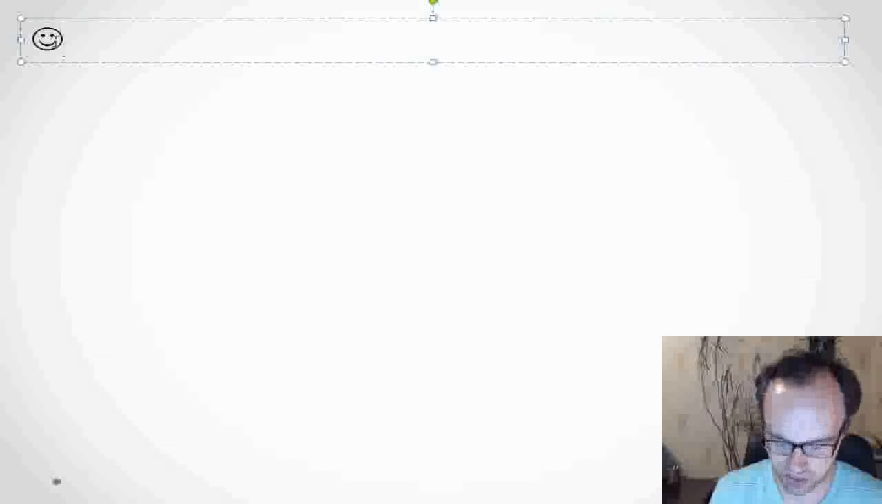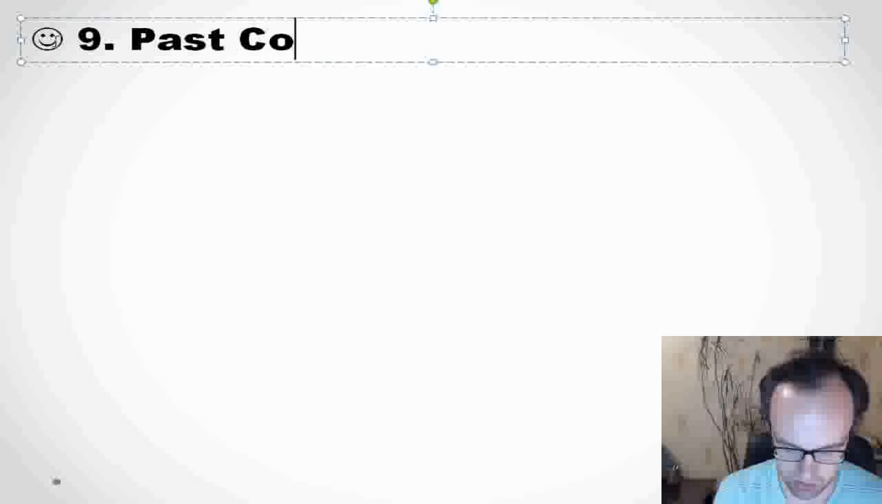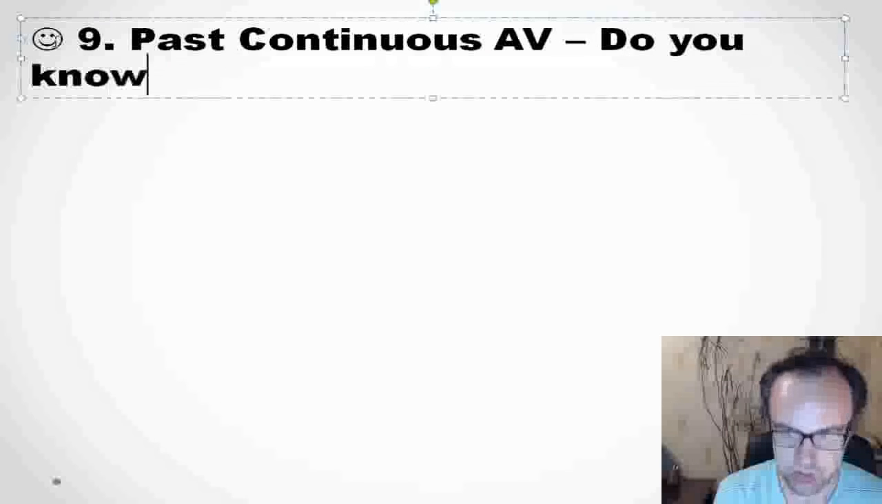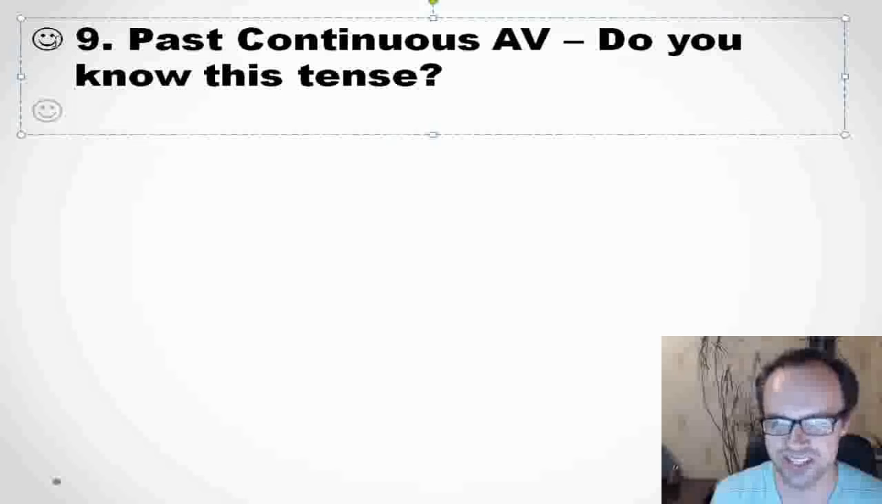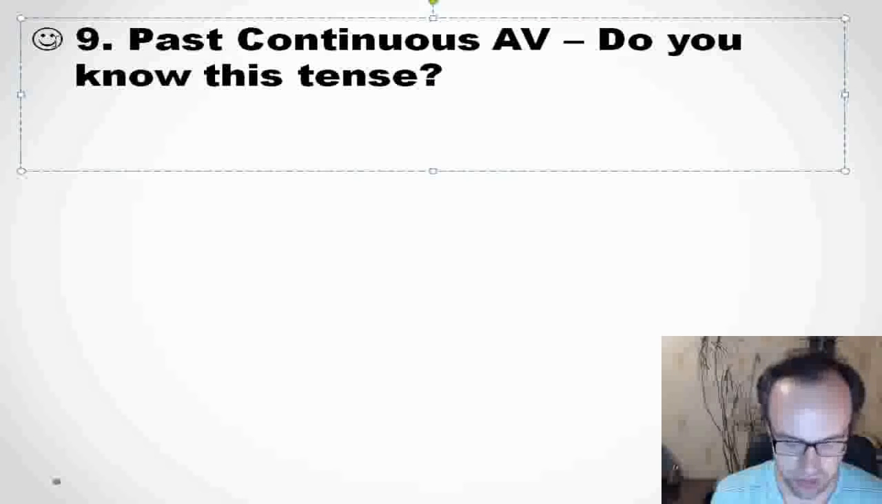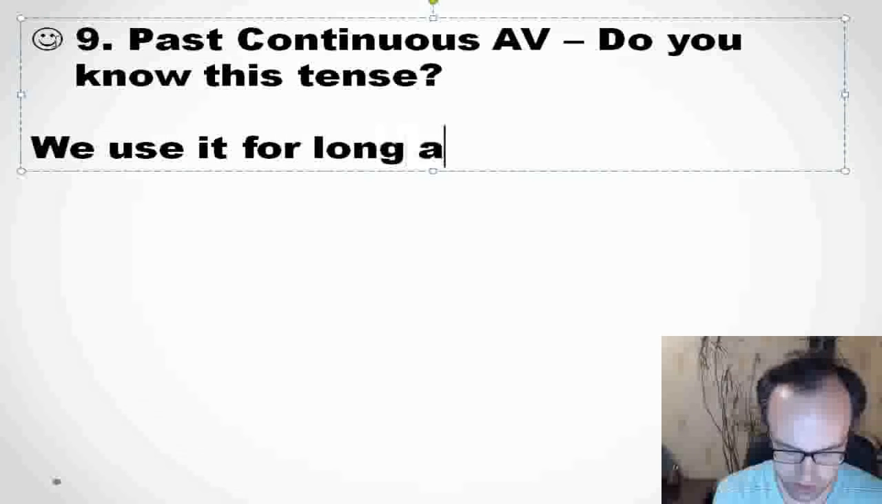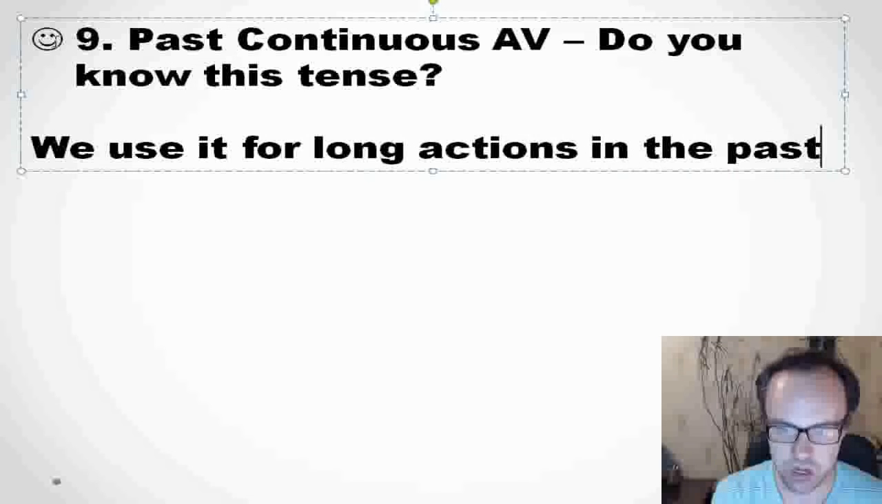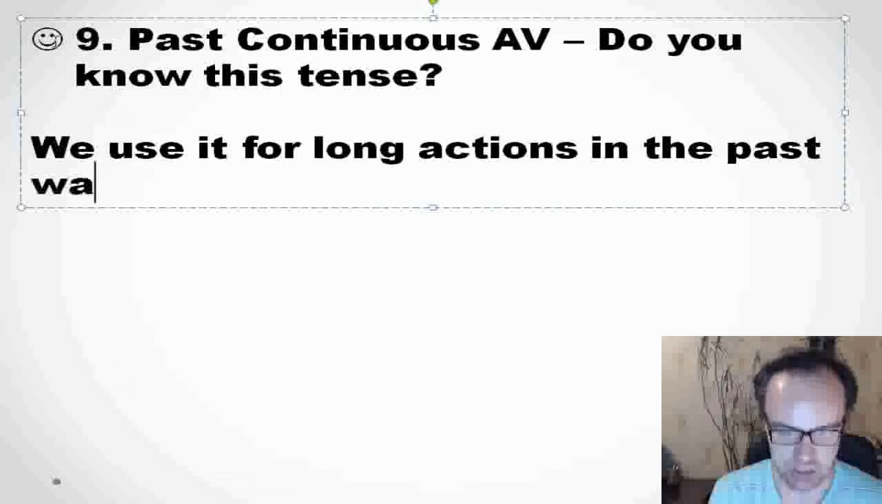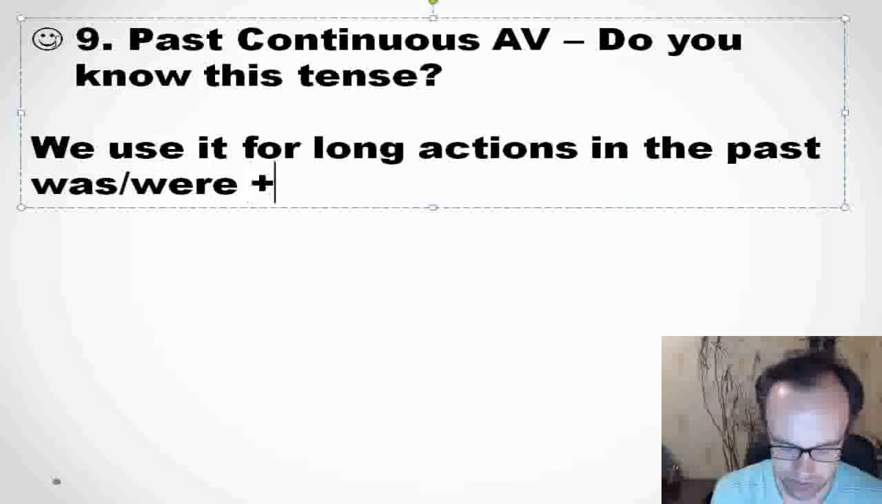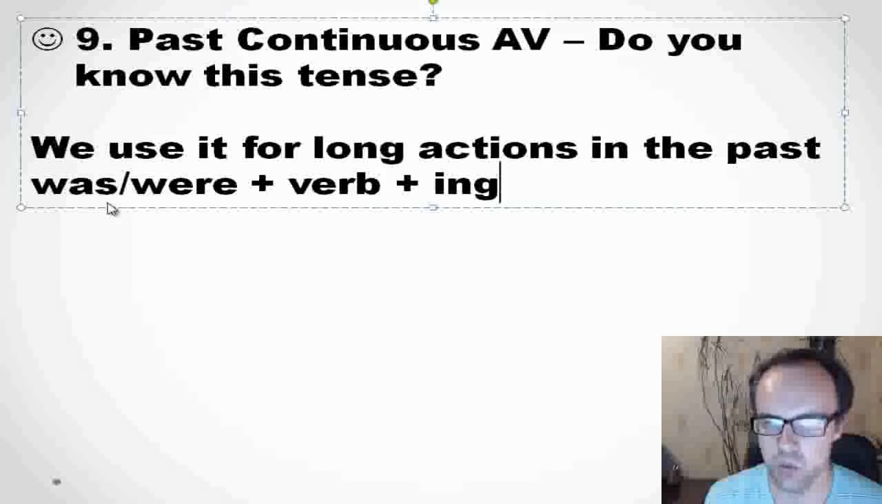Okay, so 9. Past continuous. Do you know this tense? Past continuous active voice. We use it for long actions in the past. How do we form this tense? Was or were plus verb plus ing. So I, he, she, it was; we, you, they were. So was or were plus verb plus ing.